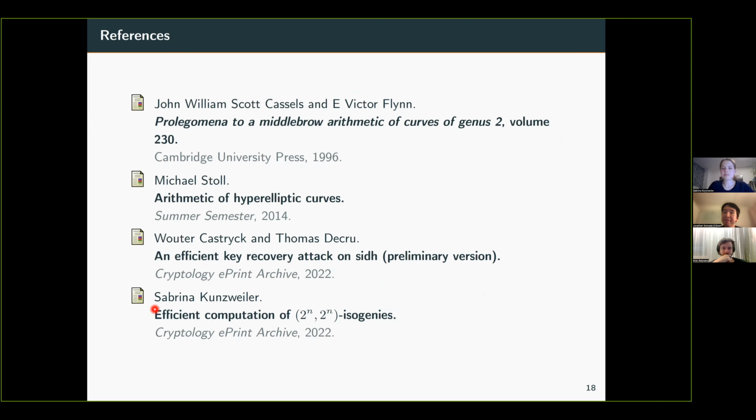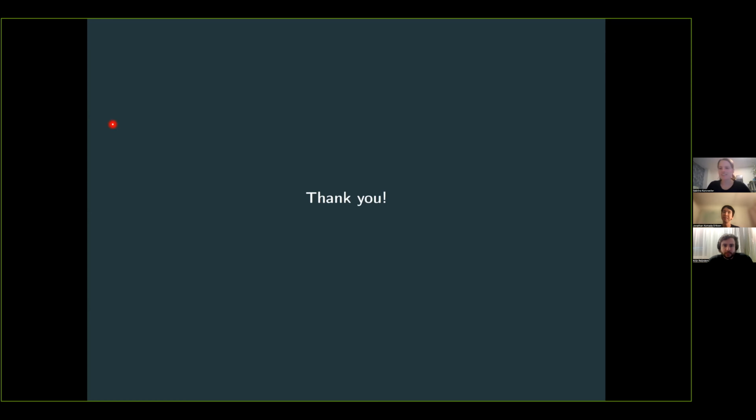Okay, so before I end my talk, I also just want to say that especially the beginning of the talk, the introduction about Jacobians and hyperelliptic curves, was based on the book by Cassels and Flynn on genus 2 curves, and also by the lecture notes on the arithmetic of hyperelliptic curves by Michael Stoll. And if you are interested in more details about these topics, I would recommend those 2 things. Okay, so that's all that I wanted to talk about. Thanks a lot for the attention.